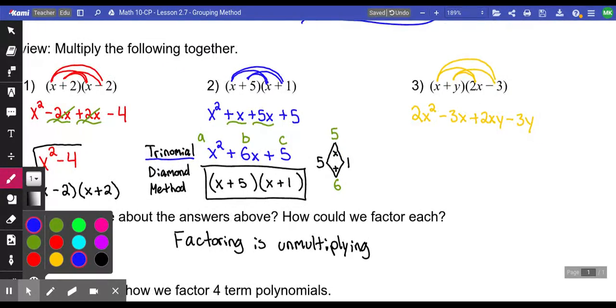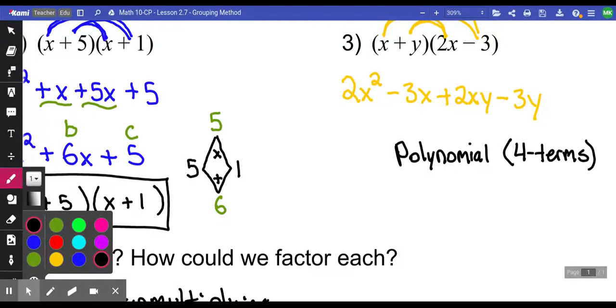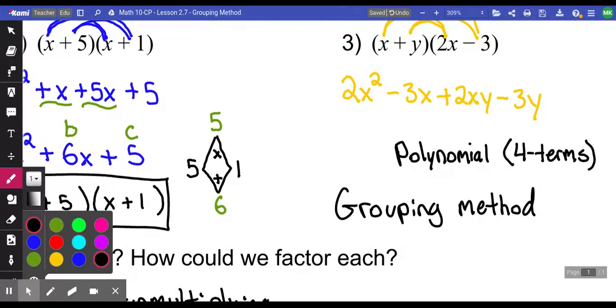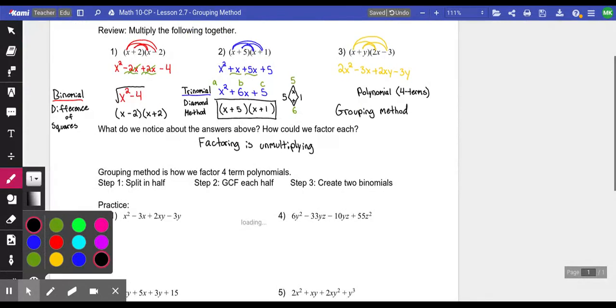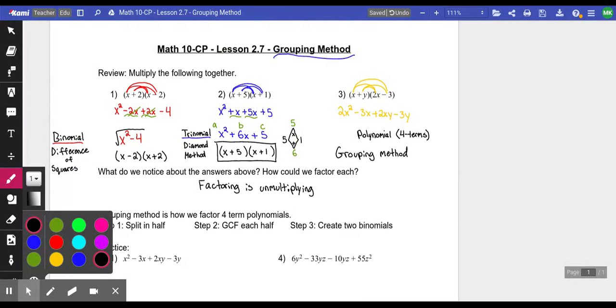Today, what we're going to do is, what the heck do we do when we get a polynomial? What if we have more than 3 terms? Specifically, what happens if we have 4 terms? Well, our method is going to be something called grouping method. That is how we're going to unmultiply or factor 4-term polynomials. I've written the steps out below, so you have them written down. But we're just going to do a bunch of examples because that's honestly the best way to do it. So we'll do 3 examples together, and I'll let you try 3 on your own. And hopefully by then you're feeling confident that you can do your practice questions.